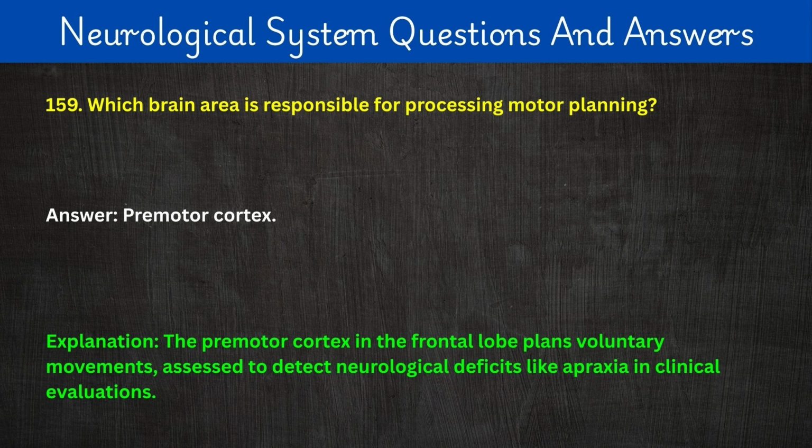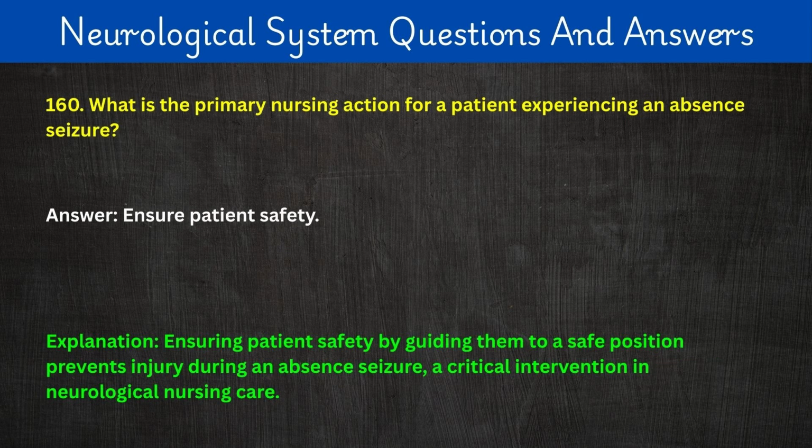159. Which brain area is responsible for processing motor planning? Answer: premotor cortex. Explanation: the premotor cortex in the frontal lobe plans voluntary movements, assessed to detect neurological deficits like apraxia in clinical evaluations.